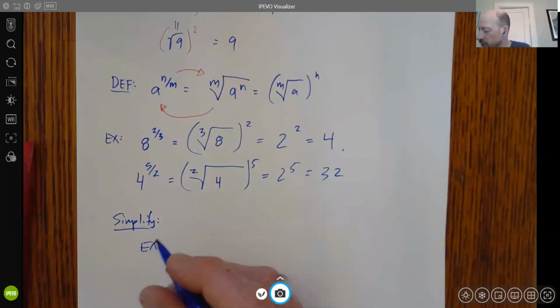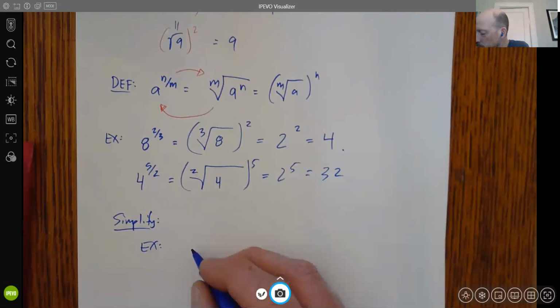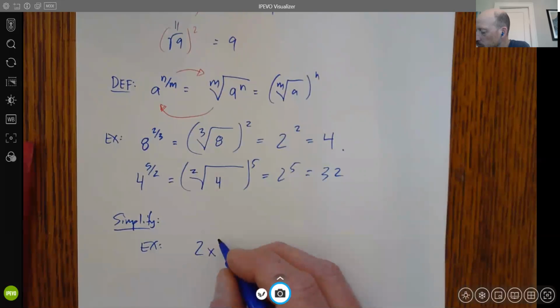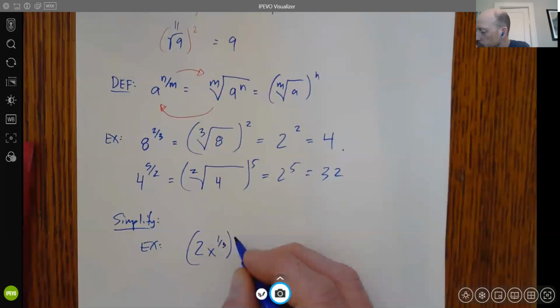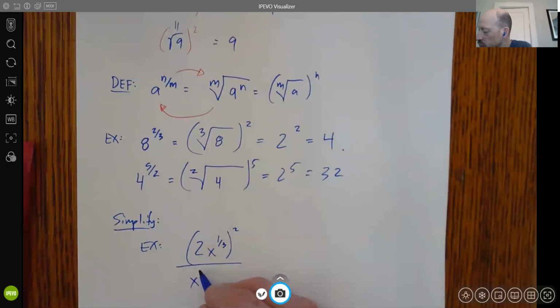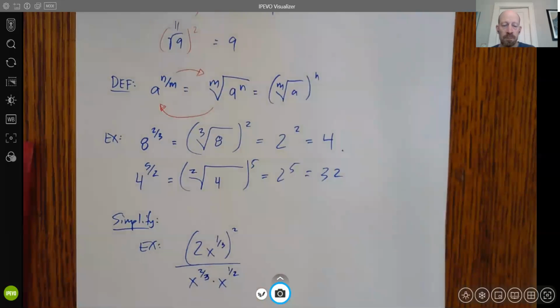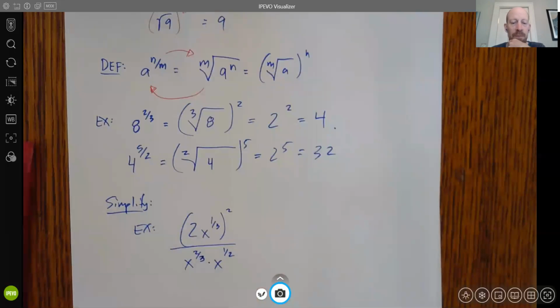So, for example, let's try 2x to the 1/3 squared all over x to the 2/3 times x to the 1/2. Okay.